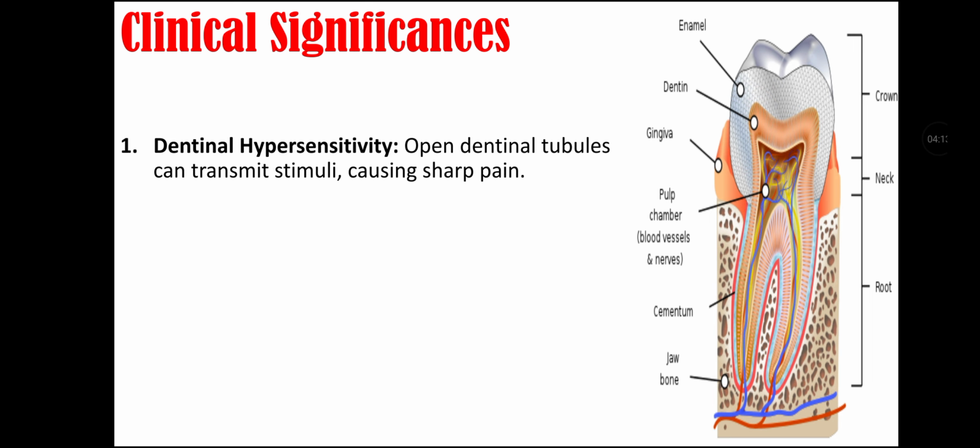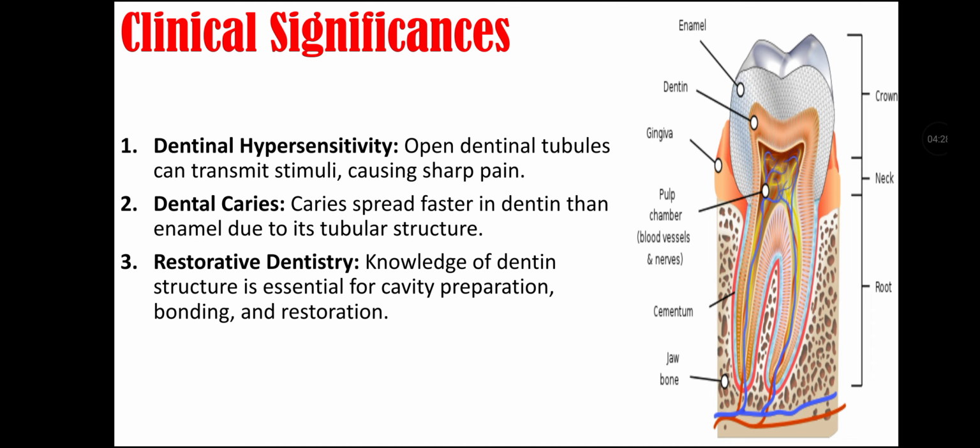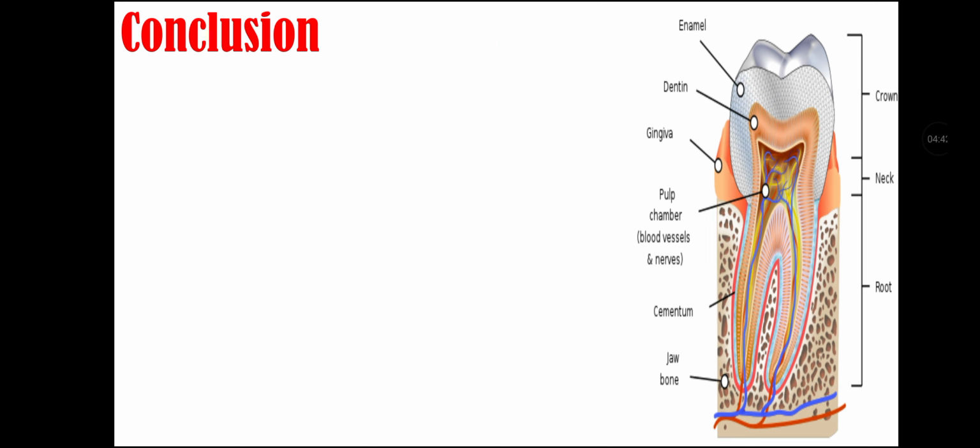Clinical significance of dentin. First is dentinal hypersensitivity that opens dentinal tubules and can transmit stimuli causing sharp pain. Second significance is dental caries as caries spread faster in dentin than enamel due to its tubular structure. Third significance is restorative dentistry, that is knowledge of dentin structure essential for cavity preparation, bonding and restoration. Fourth significance is pulp protection as secondary and tertiary dentin protect pulp from injury and infections.